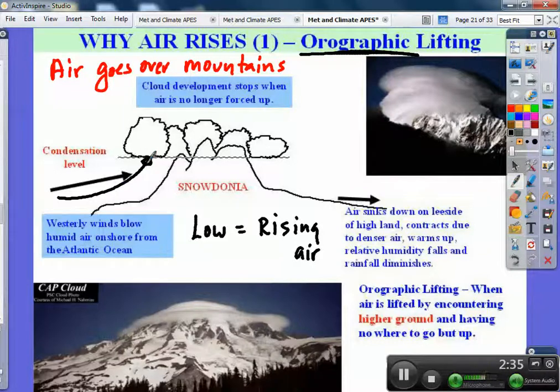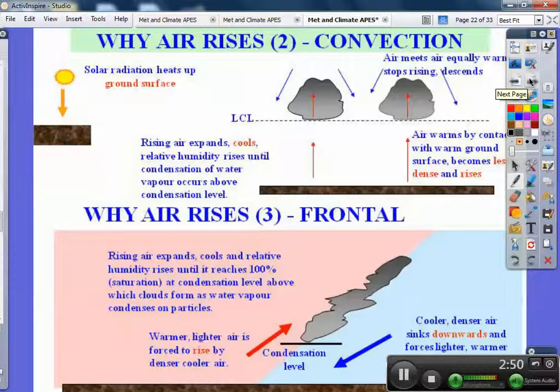As it increases in its altitude, it's going to cool. That water vapor that's in there condenses into clouds, and here you have precipitation resulting. Other things that cause air to rise. Convection, localized convection. We see this during the summertime a lot.